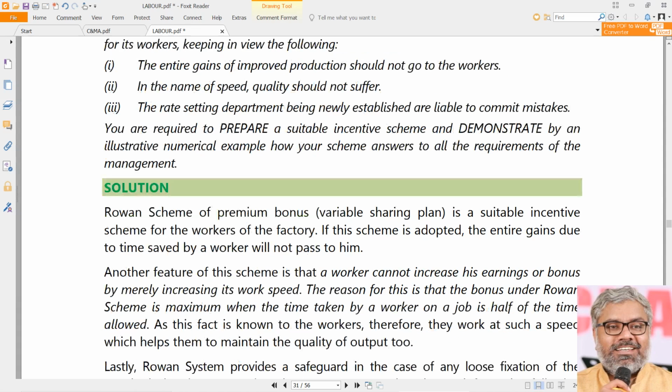Everybody wants that. The rate setting department being newly established are liable to commit mistakes. So that is another problem practically there. And you are required to prepare a suitable incentive scheme and demonstrate by an illustrative numerical example how your scheme answers to all the requirements of the management. So it is basically a theory question.